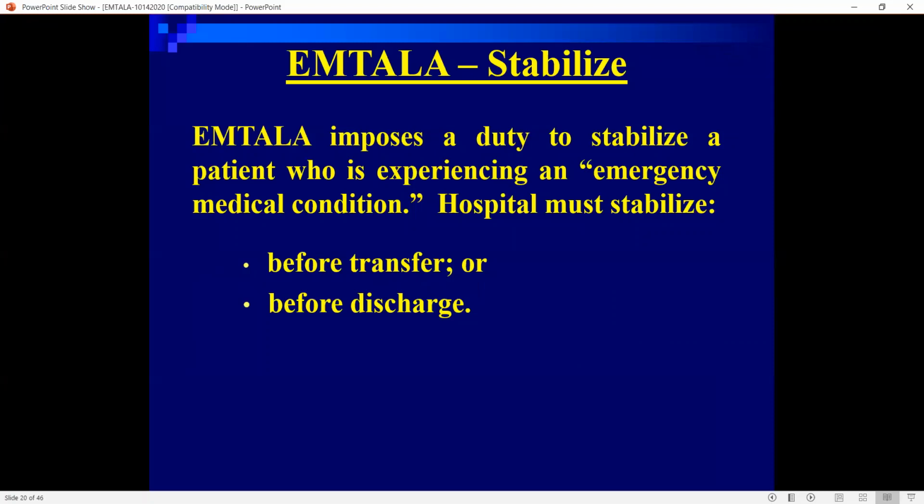So EMTALA imposes a duty to stabilize a patient who's experiencing an emergency medical condition. And again, just based on the last slide on a pregnancy, whether or not the impending delivery can be stabilized is always a hot button topic. But any patient who has an emergency condition must be stabilized before transfer or discharge. So next slide, please.